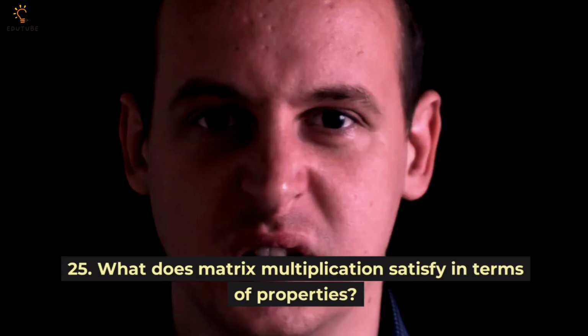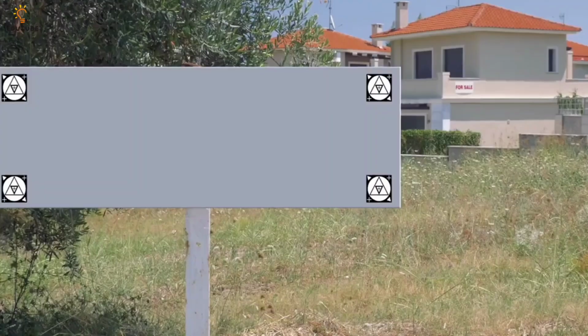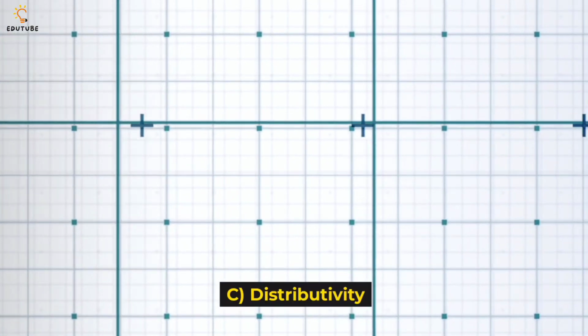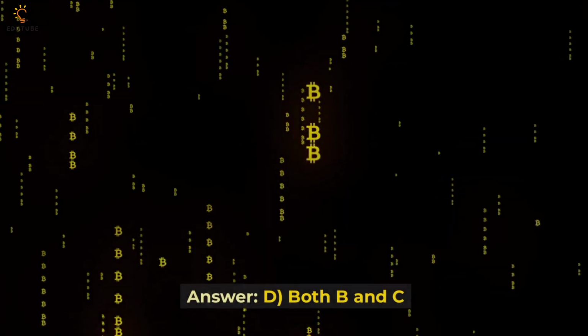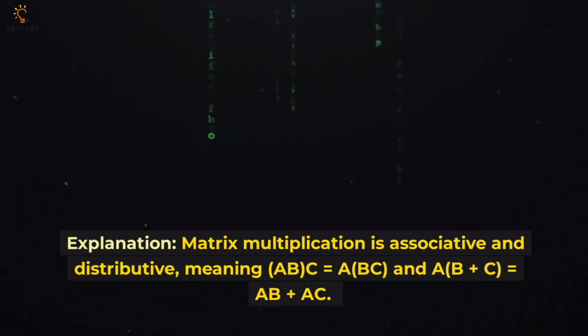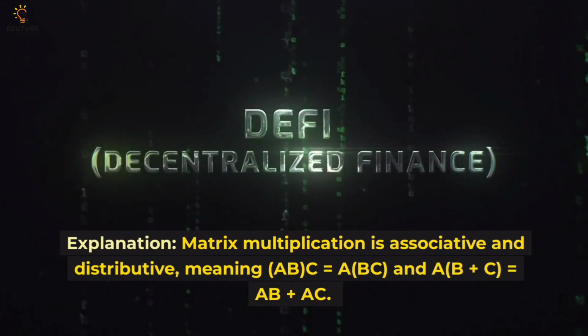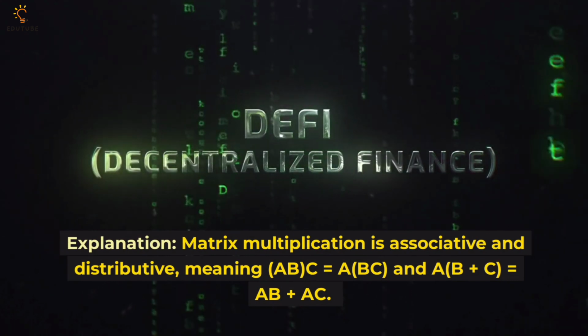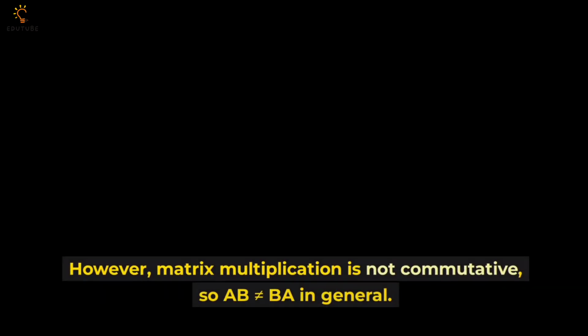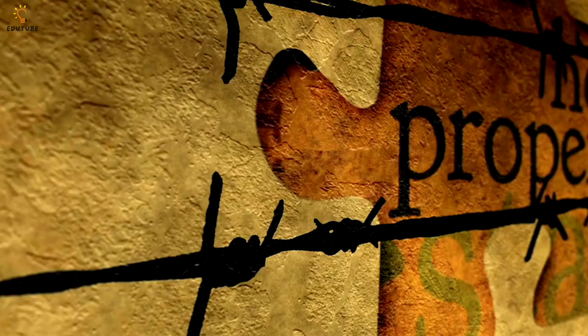25. What does matrix multiplication satisfy in terms of properties? A. Commutativity. B. Associativity. C. Distributivity. D. Both B and C. Answer D, both B and C. Explanation: matrix multiplication is associative and distributive, meaning (AB)C equals A(BC), and A(B plus C) equals AB plus AC. However, matrix multiplication is not commutative, so AB does not equal BA in general.